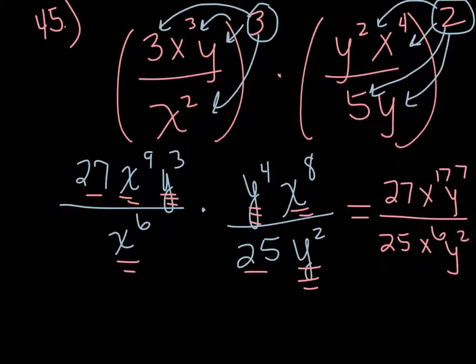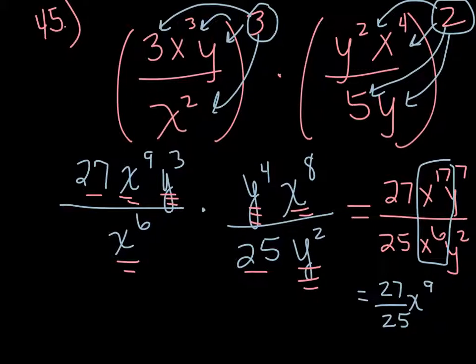And then my last step is to simplify like bases that are being divided. So x to the 17th divided by x to the 6th gives me x to the 9th. 27 over 25 is just going to stay the same because, again, that's a fraction that cannot be reduced. And then y to the 7th divided by y squared is going to give me y to the 5th, because when I'm dividing like bases, I subtract their exponents.